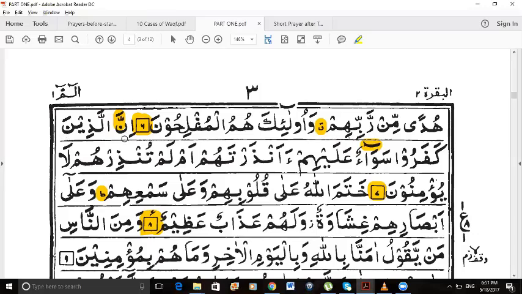Innalladhina. Innalladhina. Well done. This was good. Over here, you did not say this for 3 or 4 seconds, okay? So you say this for around 3 or 4 seconds.